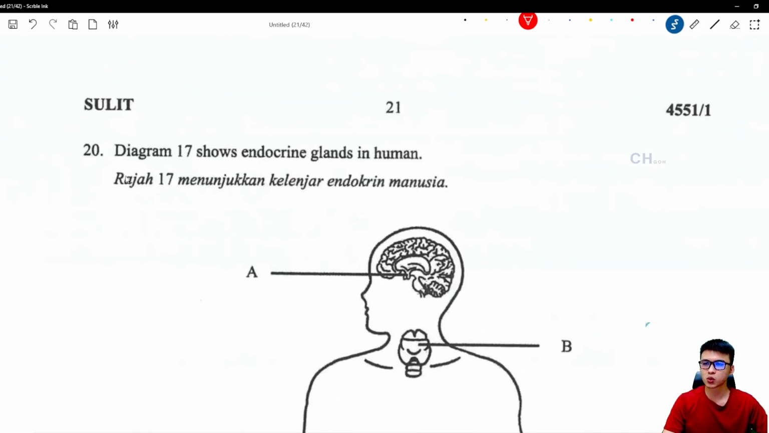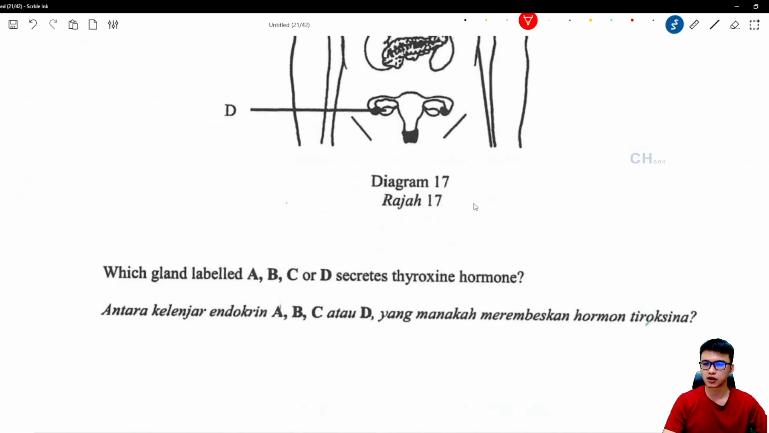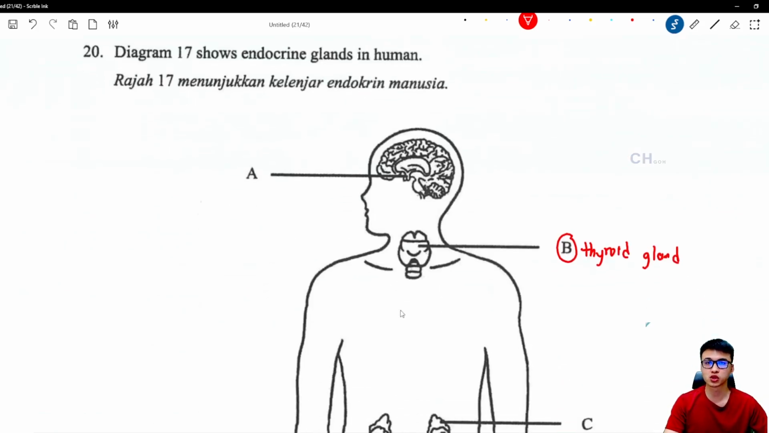Okay, so this one, question 20. Diagram 17 shows endocrine glands in the humans. We have A, we have B, we have C, and D. Which glands labeled ABCD secretes thyroxine hormone? Thyroxine hormone is secreted by the thyroid gland, which is located in our neck. So the answer here should be B for this question, question 20.